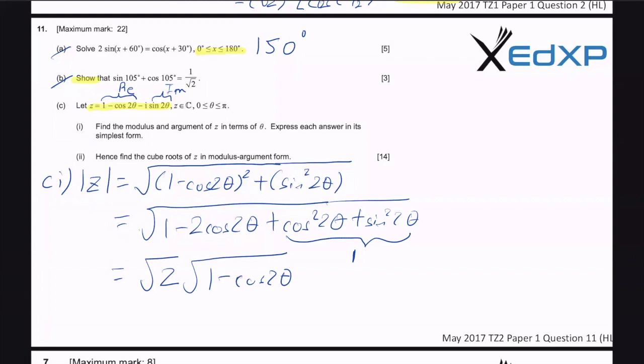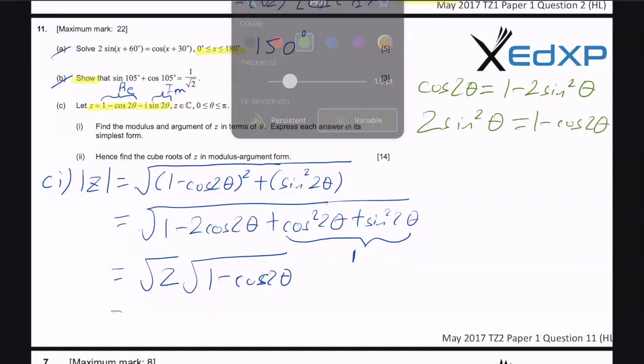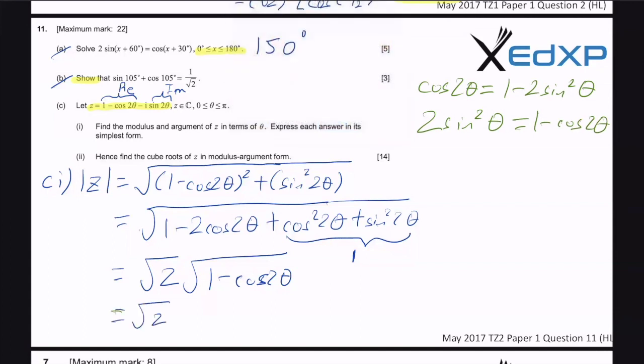This looks very familiar. If I were to employ the double angle formula, cos 2 theta is 1 minus 2 sine squared theta. So 2 sine squared theta is 1 minus cos 2 theta, which is what I want, which means that this becomes square root 2 and square root of 2 sine squared theta. And this simplifies to 2 sine theta. That is the modulus of Z. As simple as it gets.